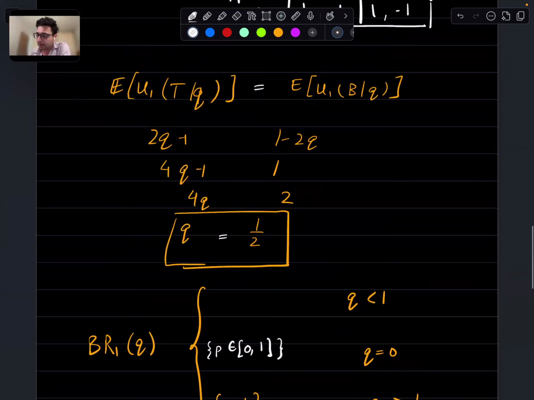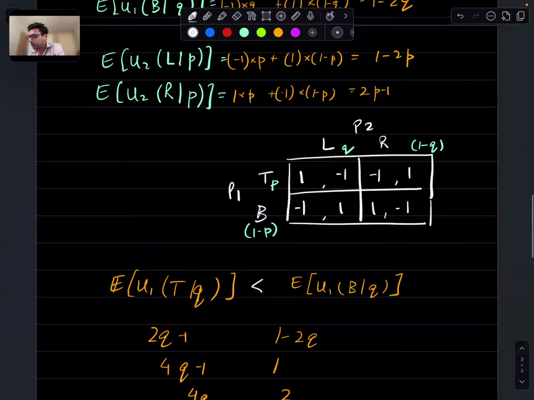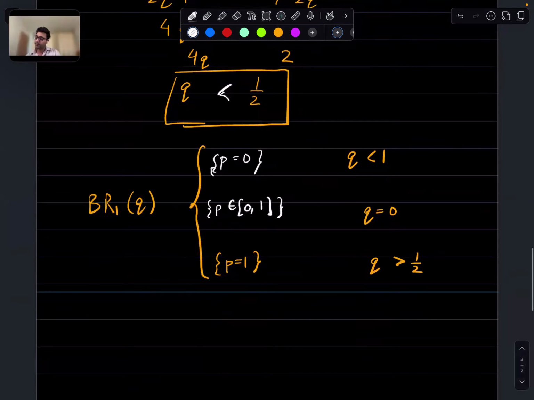And again, similarly, if I want this less than, then Q should be less than 1/2. So that would give me P equals 0. Right? P equals 0 because the expected utility from T is less than the expected utility from B, so player 1 will only choose B and not choose T at all, which is the equivalent of saying P equals 0.